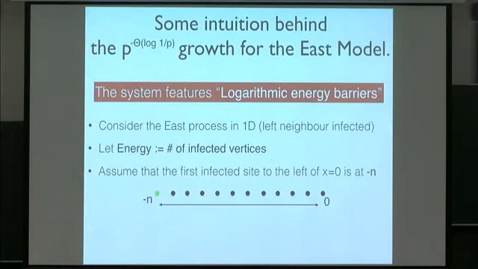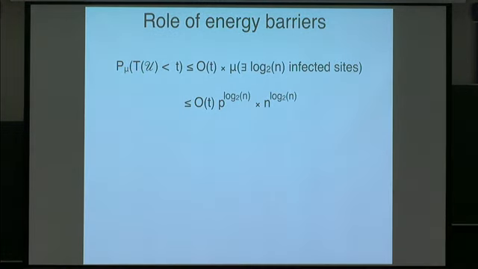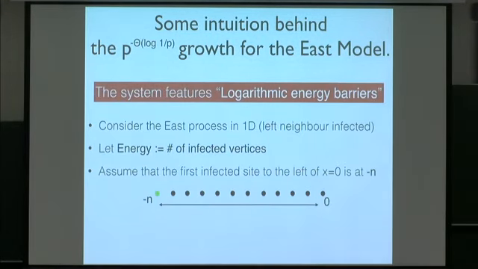And the best way to see this is to discuss the situation in one dimension. So in one dimension, the model is like that. A vertex can be infected if the left neighbor is infected. Otherwise, the vertex cannot move. And let's say that the energy is the number of infected vertices.